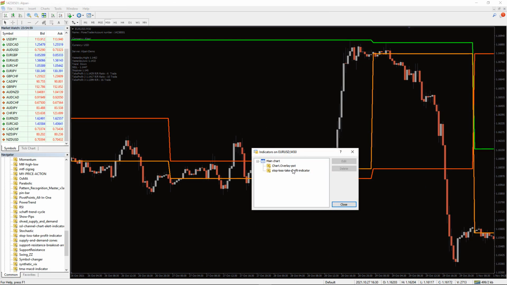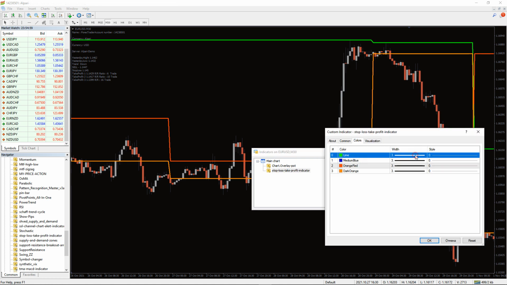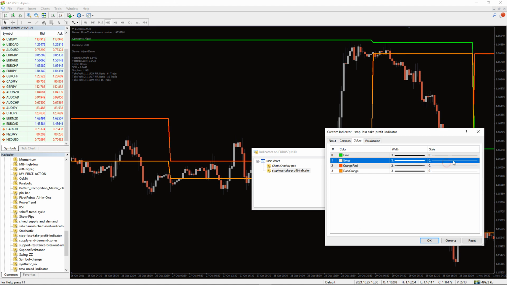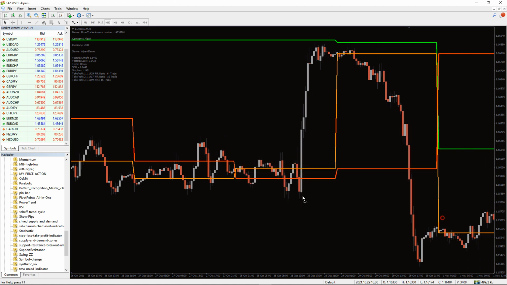The indicator doesn't come with input settings. This means you cannot tweak or spruce up values. However, it allows you to alter the color of the 4 lines.